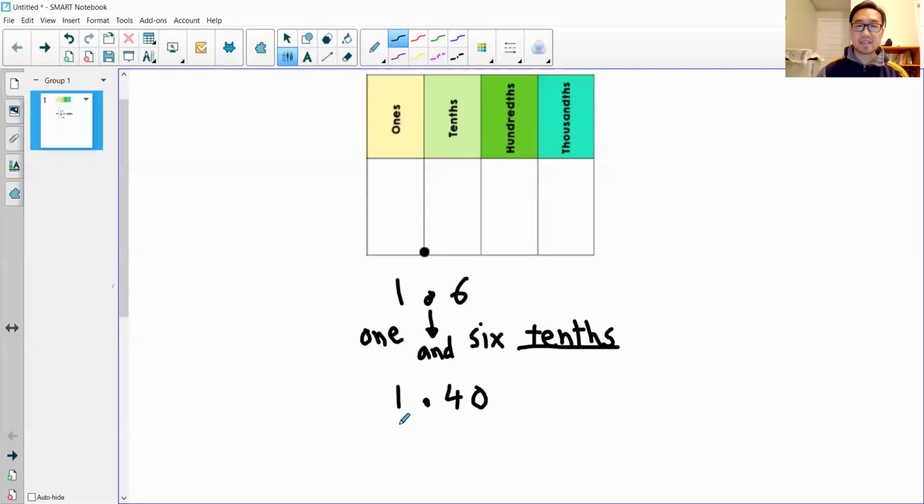If I see something like 1.40, once again, I'm going to say the 1. The decimal, I'm going to say and. And next I see 4 and 0. Well, 4 and 0, I know that's 40, so I'm going to say 1 and 40. 40 what? Well, my last digit is 0, and it's in the hundredths place. So I would say this is 1 and 40 hundredths.